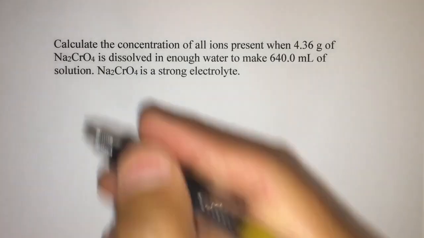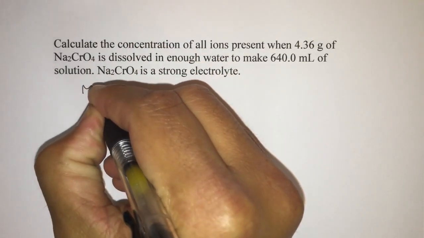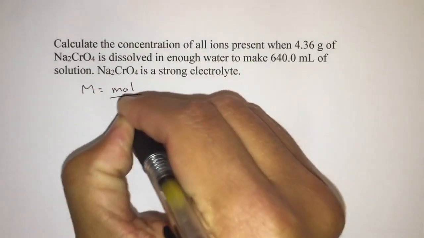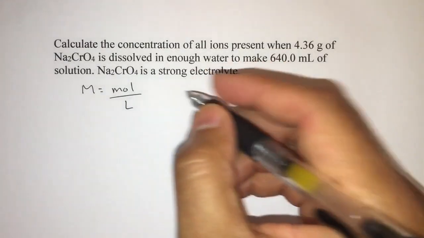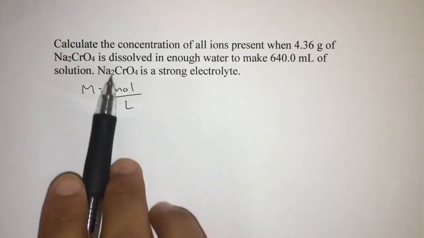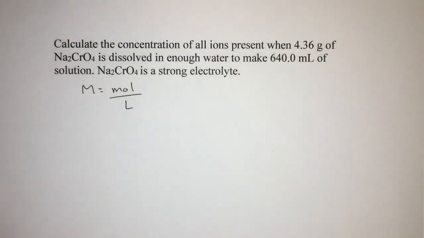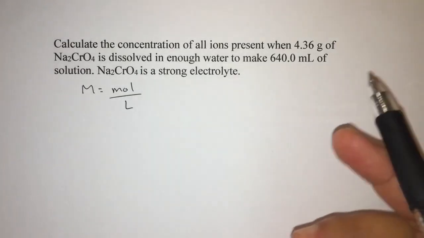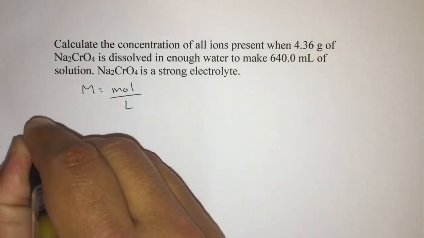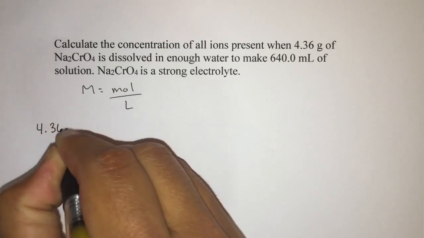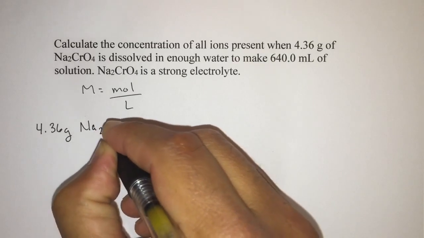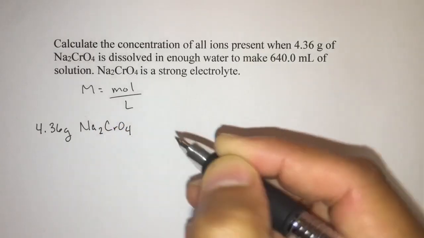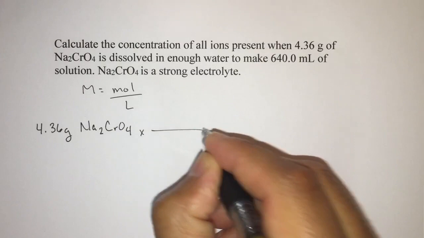So remember, molarity is defined as the moles of solute per liter of solution. But here, we're looking for the moles of the ions, not the moles of the whole compound. So here's what we're going to do. We're going to take our 4.36 grams of the sodium chromate and convert to moles first.